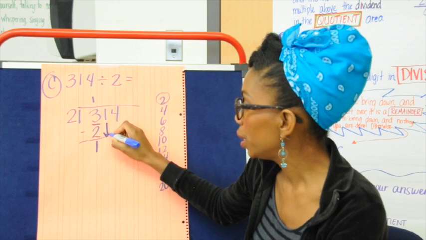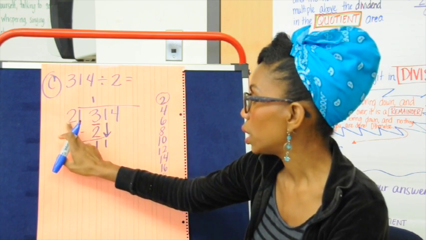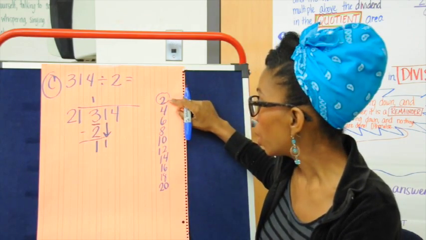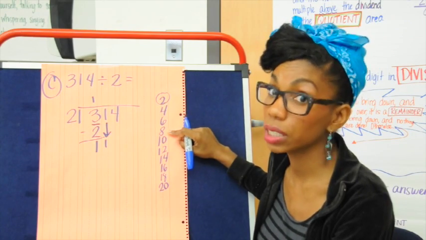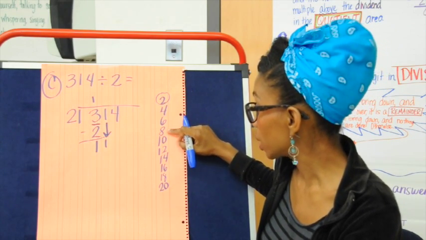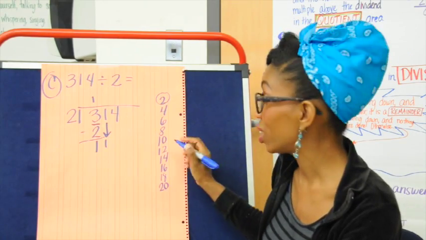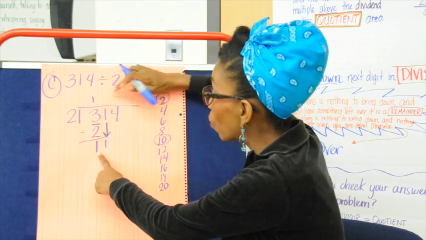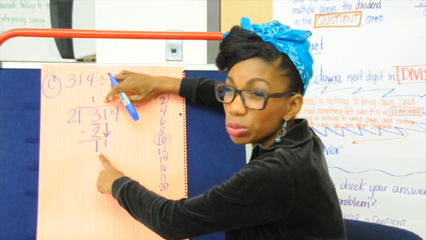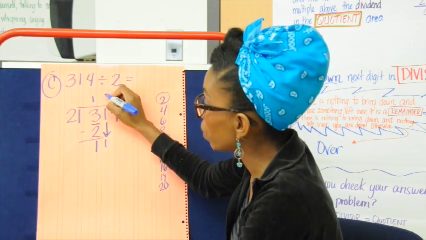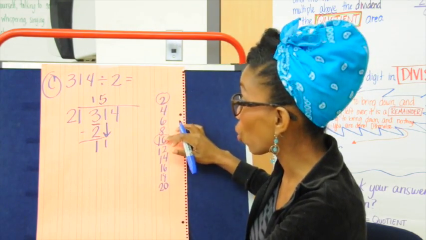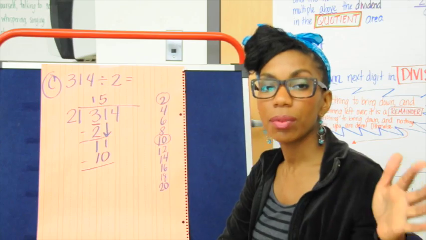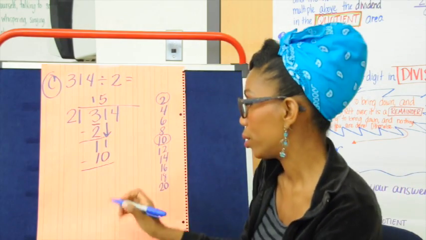Now I bring down my 1, and now I'm seeing how many times does 2 go into 11? Which multiple of 2 is closest to 11, but it's not greater than 11? 2, 4, 6, 8, 10. I can't go to 12 because that's greater than 11, so it'd be the 10. I'm going to write my 10 underneath, and what I'm putting up here is 2 times what equals 10? 5. I'm putting the 5 up top because that is the 5th multiple, and I'm putting 10 underneath. Now I subtract. 11 minus 10 equals 1.